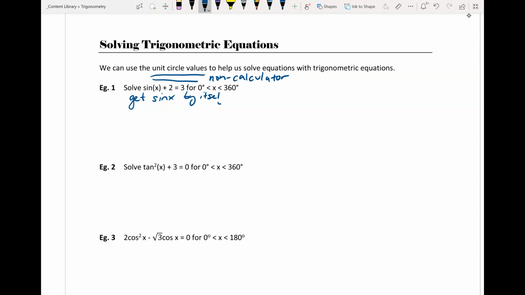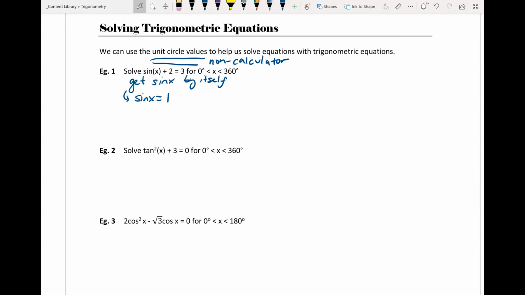So I'm just going to rearrange this equation so I can get sine x is equal to something. And in order to get that, I'm going to minus 2 on both sides. So 3 minus 2 is just 1. Now we have an equation that says sine x is equal to 1. This should look semi-familiar. We tried to solve for stuff like this in the previous lesson.